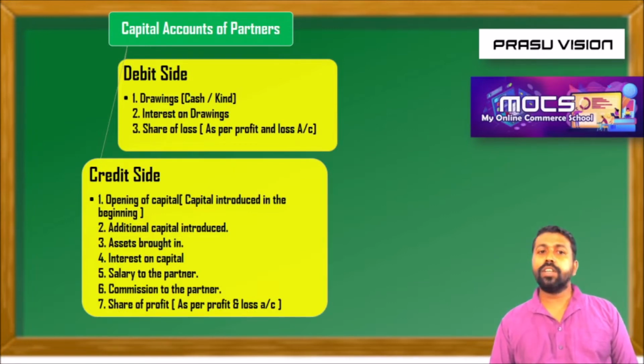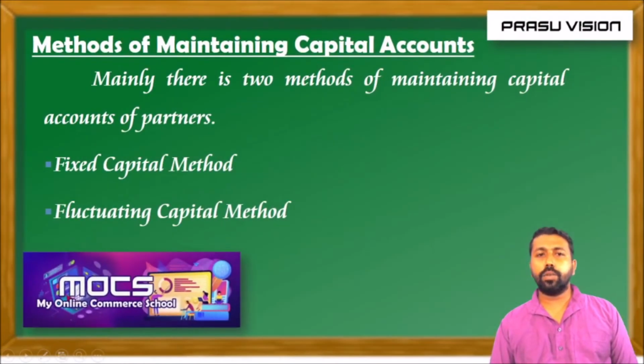Amount of opening capital, additional capital introduced, assets brought by the partner, interest on capital the firm gives to the partner, salary to the partner, commission to the partner, and also share of profit in that particular year. Remember, these are all the items coming in the partner's capital account.